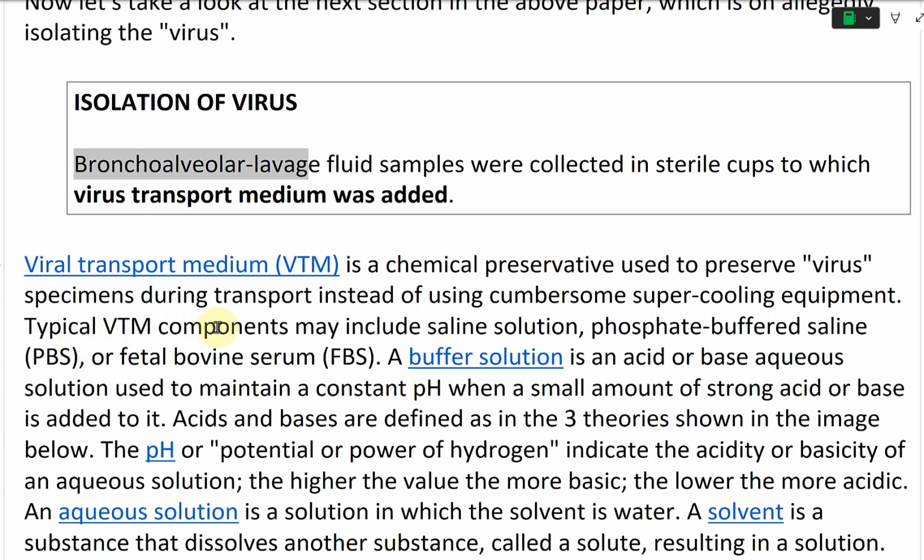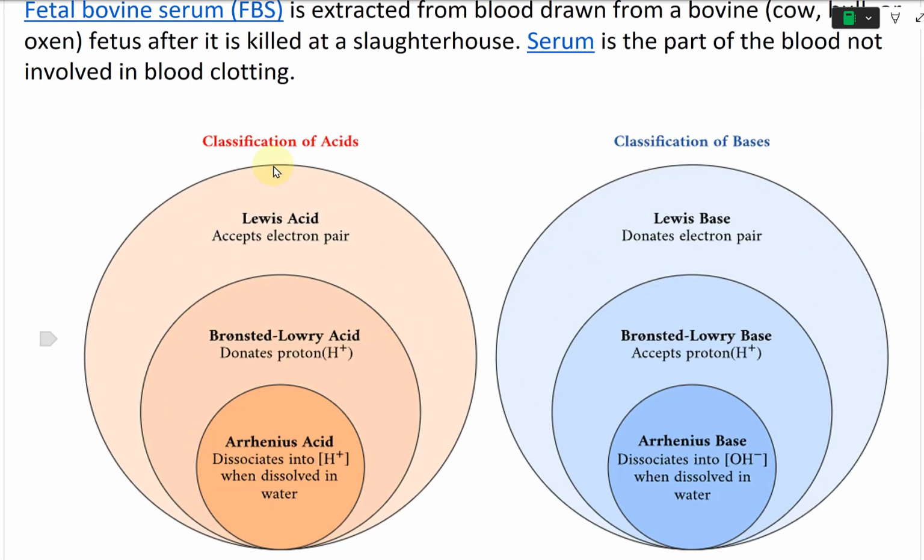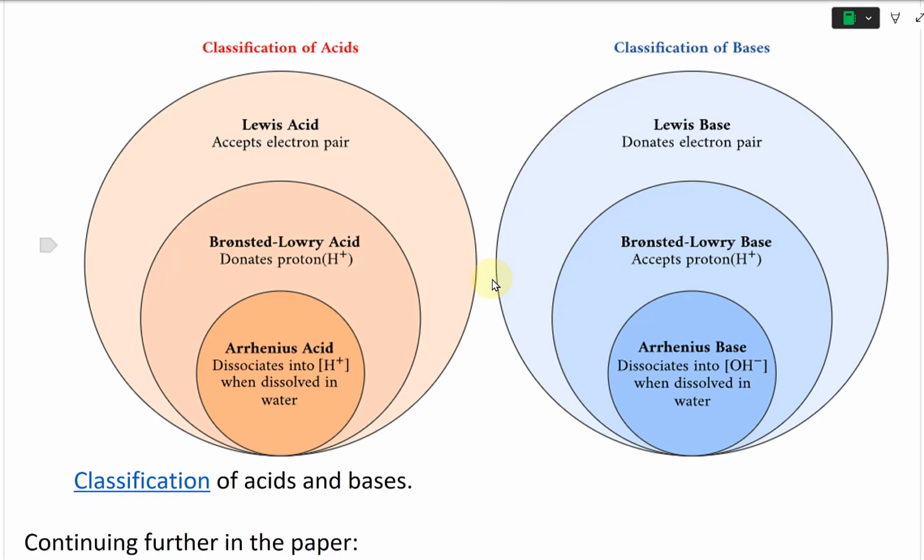And typical VTM components may include saline solution, just a salt solution, phosphate buffered saline PBS, or fetal bovine serum FBS. Yes, that's interesting. A buffer solution is an acid or base aqueous solution used to maintain a constant pH when a small amount of strong acid or base is added to it. And acids and bases are defined as in the three theories shown in the image below. So here's classification of acids. There's three different theories of them, and some of the theories overlap with the other ones here. So classification of acids and bases.